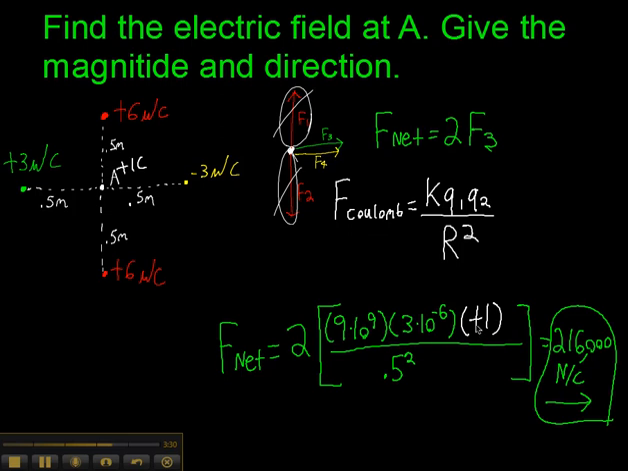over R squared. And you end up with 216,000 newtons per coulomb, which means for every coulomb of charge you add, you get this many more newtons of force. Don't let the big number worry you. A coulomb is a whole lot of charge, so it's not a big deal. And it asks for direction as well, so the direction is going to the right on this one.